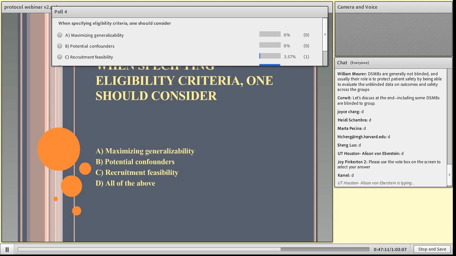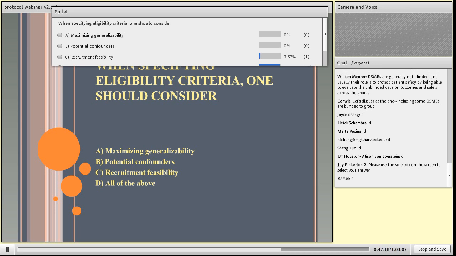There we go. So you guys did really well on that question. Indeed, the answer is all of the above. Each of these things is really important as you start thinking about your eligibility criteria.